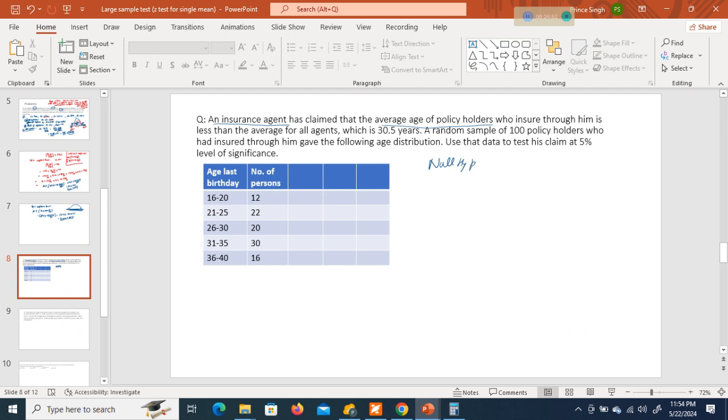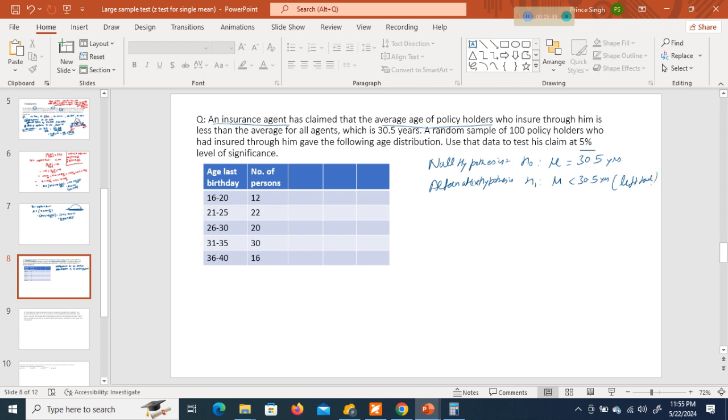So null hypothesis means no change. His claim is that the average age of his insured policy holders is less than 30.5 years, but what we assume is no change. So we are assuming that the age of the insurance policy holders is 30.5 only. But what is his claim? So we want to test against the alternative hypothesis H1, that the age is less than 30.5. Less than 30.5 means this is a one tail, that is a left tail test.